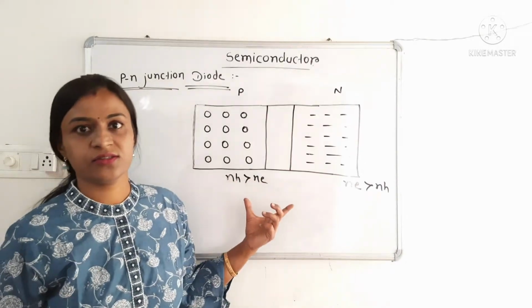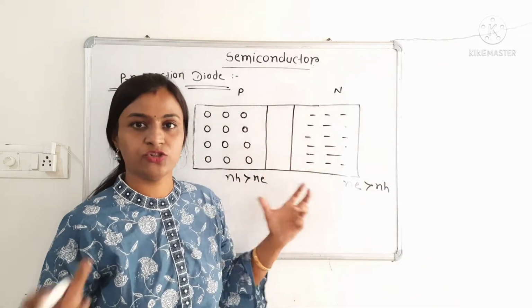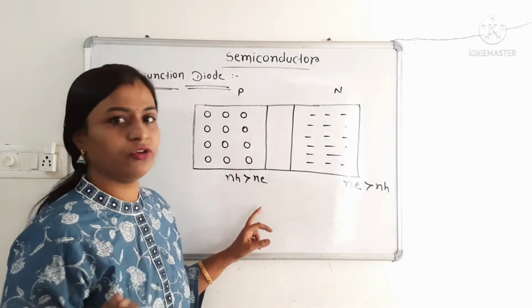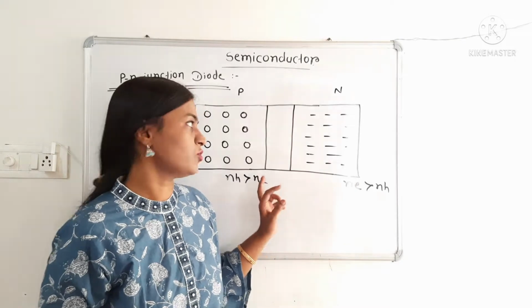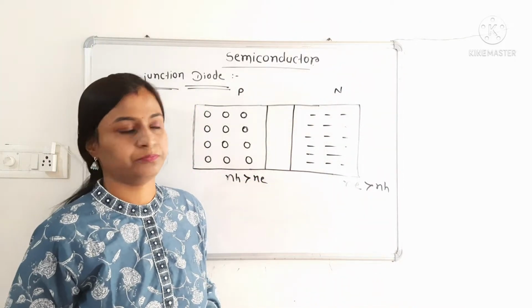See, this is the next topic of p-n junction. When these two semiconductors are joined, then two processes occur. One is the diffusion process and another one is the drift process. Two processes occur during the formation of this p-n junction.